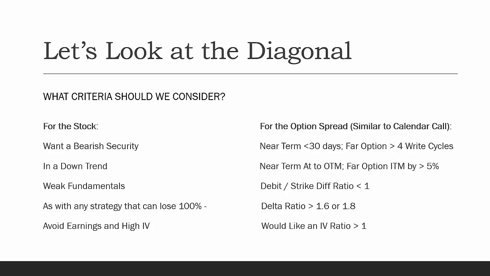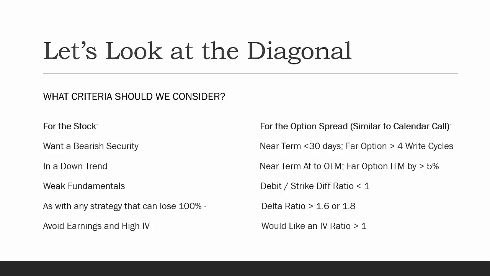Although high IV in the short term can give us a high premium to sell against the option that we're buying further out in time, we also might want to avoid high implied volatility, as that usually means there's some event coming up that could cause the stock to fluctuate wildly. And that's not what we really want in this position.